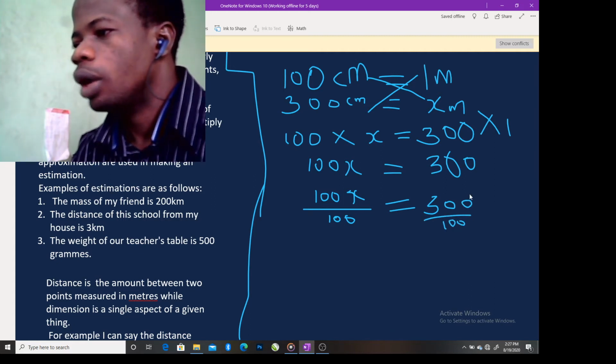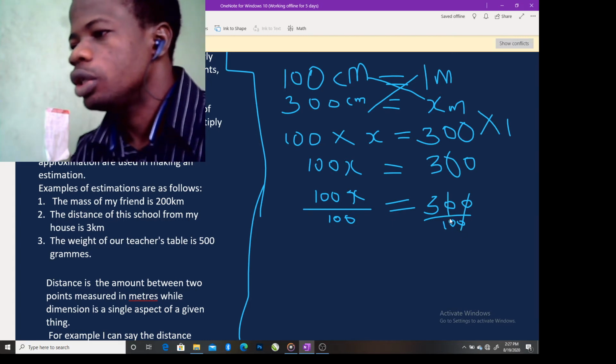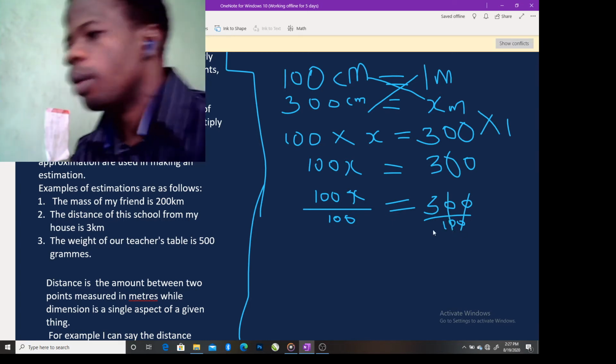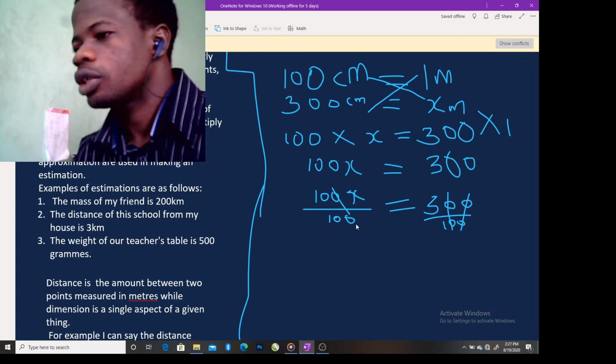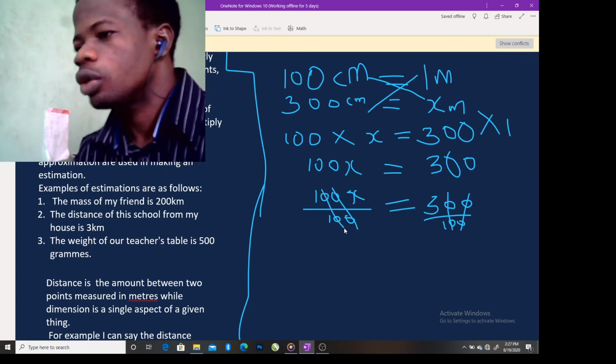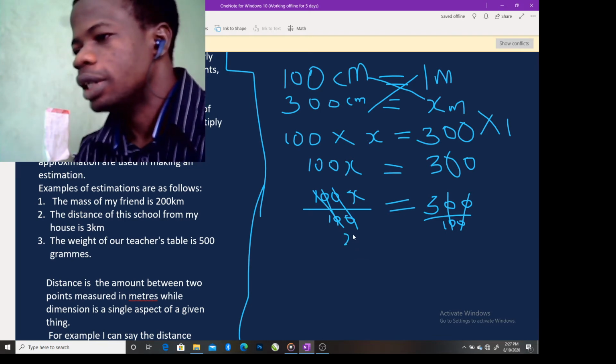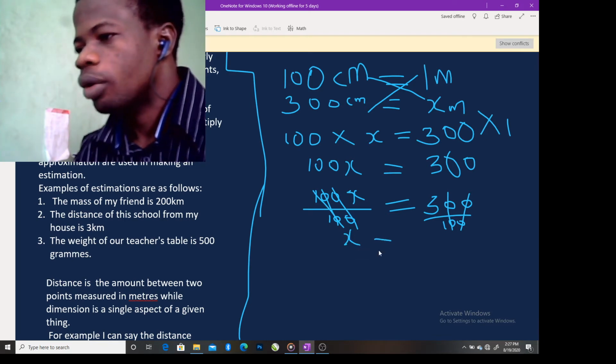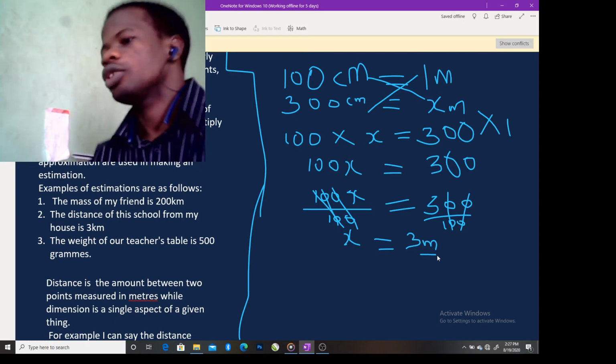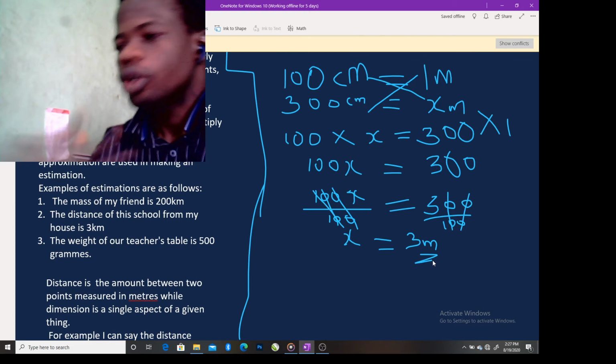So what do you have? This goes, 100 divided by 100 is 1, this goes, 300 divided by 100 is 3. So 1 times x is x, and that becomes what? 3 divided by 1, that is 3. So x is 3 meters. Understood? Let's do something else.